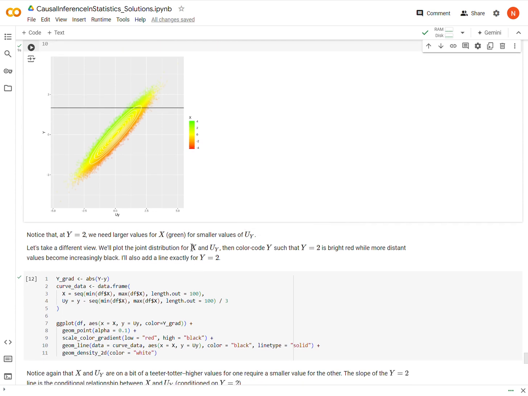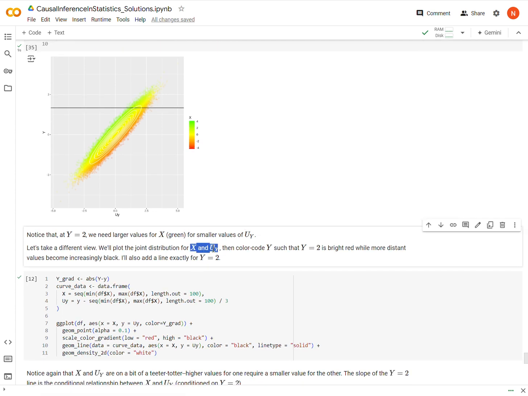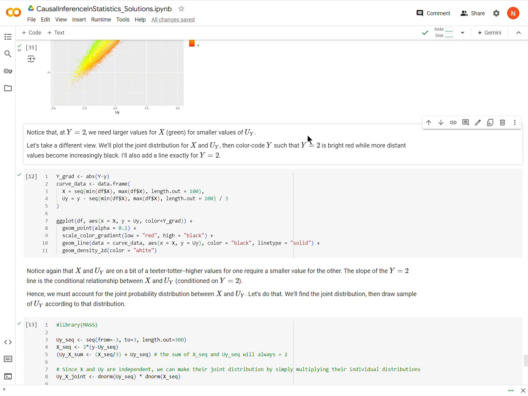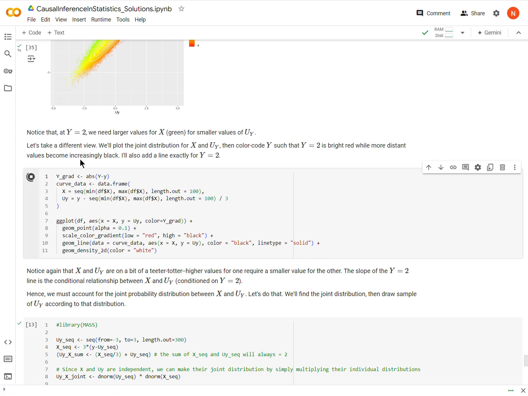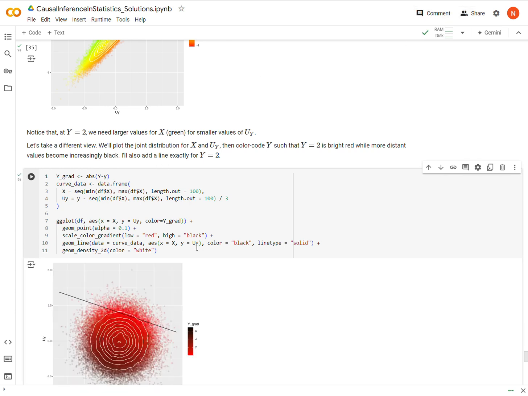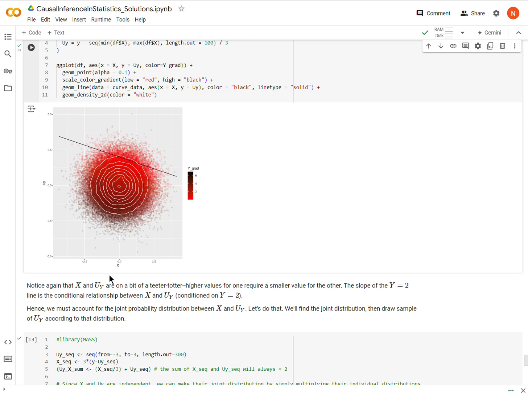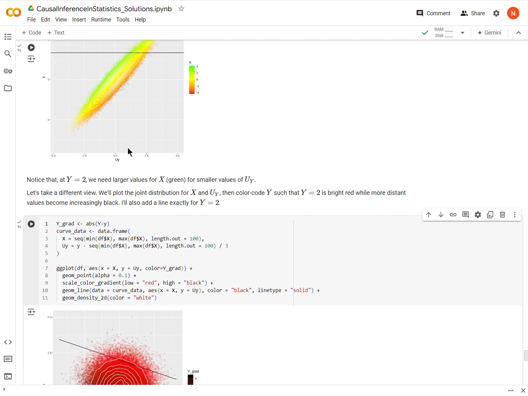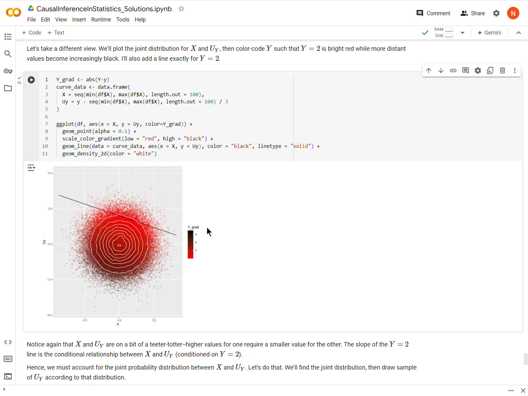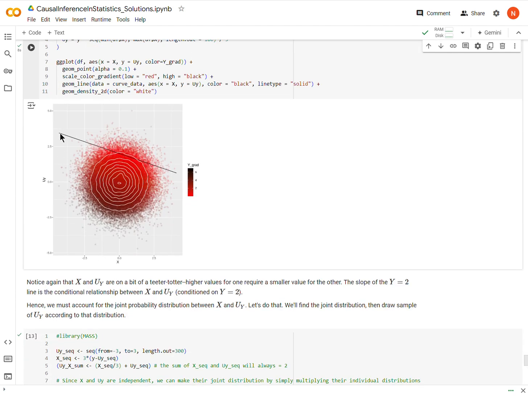Now I'm going to plot x and u of y, and I'm going to draw a line where y equals 2. You can look at my code here to see the math that I used to find that line, but we're going to draw that, and we're going to look for some more relationships. Here I have my data. It's the same data as up here, but now I've plotted different variables. I have u of y on the y-axis and x on the x-axis.